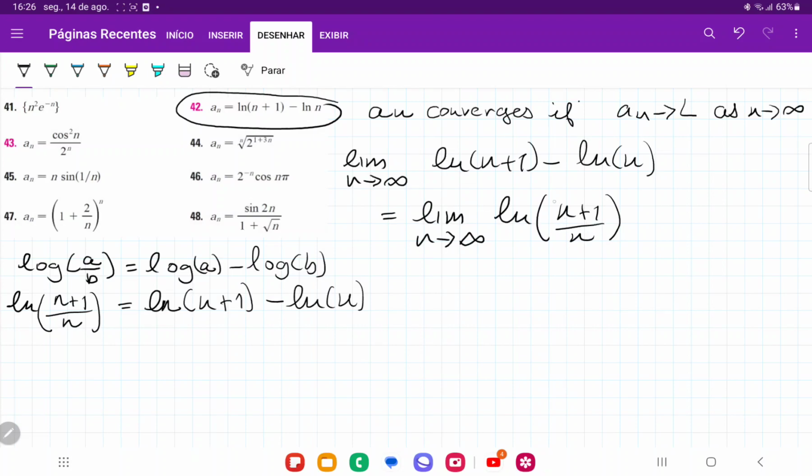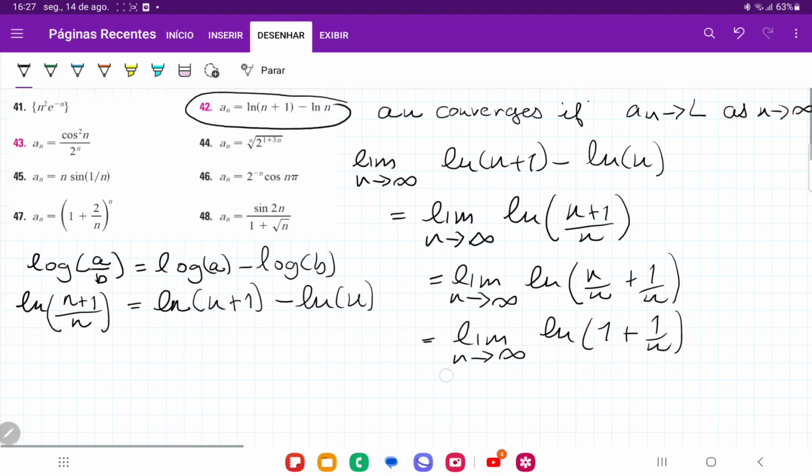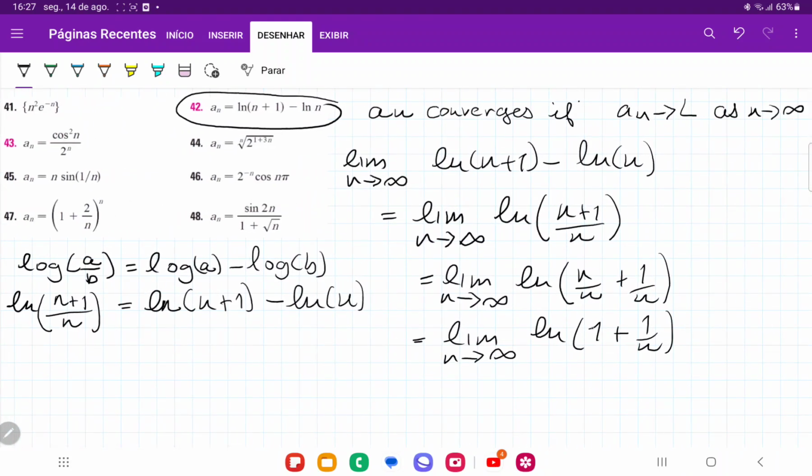And now I'm just going to break up this argument so that it's easier to evaluate. So the limit as n approaches infinity of ln of n/n plus 1/n, which is the limit as n approaches infinity of ln of 1 plus 1/n. And so let's see what this limit here is: the limit of ln of 1 plus 1/n.